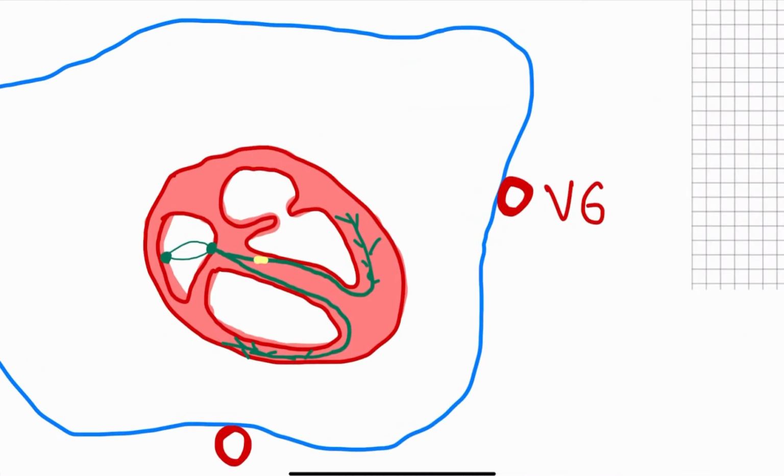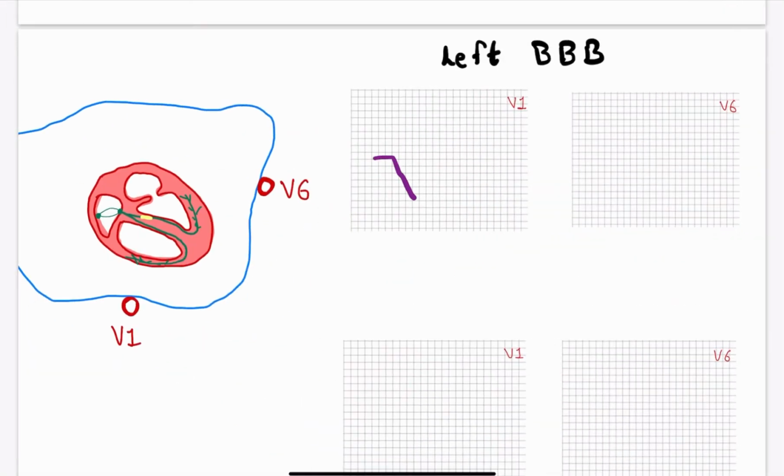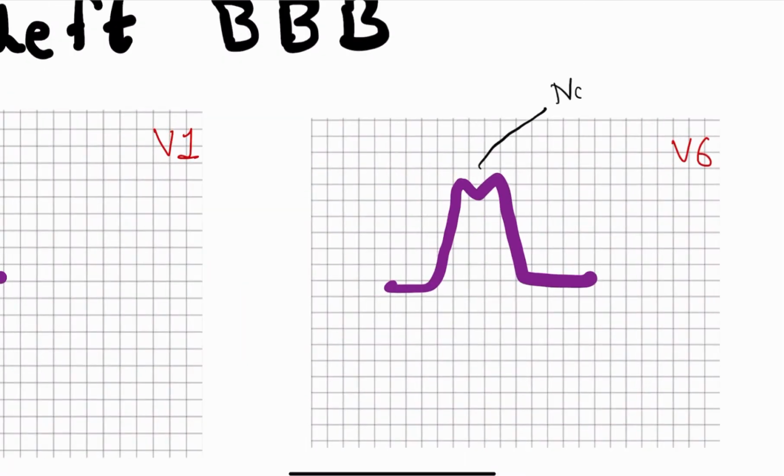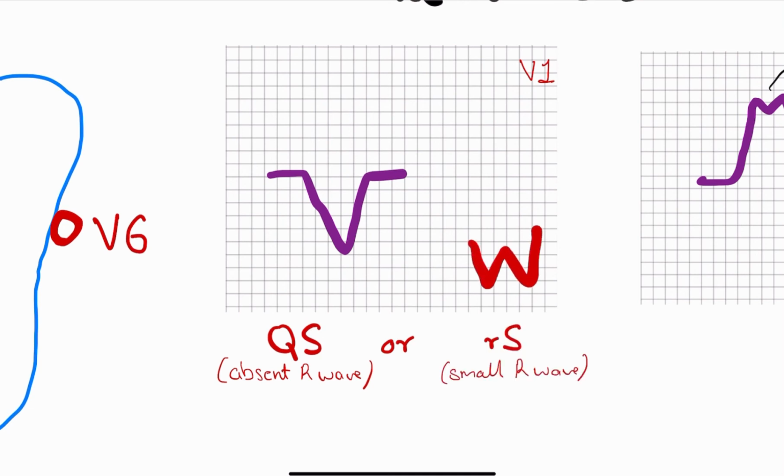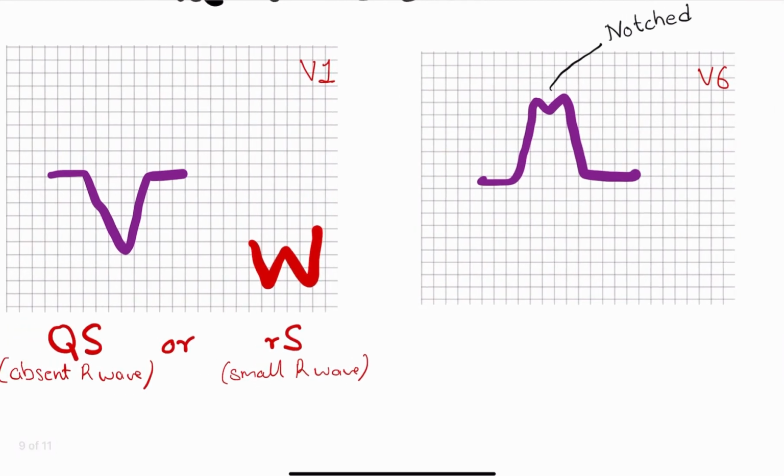Now let's say there is a block on the left bundle branch. Since the left bundle branch cannot conduct electrical signals, the wave will come from the right side of the heart, that is towards lead V6 and away from lead V1. So you will get negative deflection on lead V1 and positive deflection in V6. V6 will also often be notched from the left ventricle depolarizing late. V1 usually has a QS complex with absent R wave or an RS complex with a small R wave, either of which gives it a W shape. The notch in lead V6 gives it an M shape.